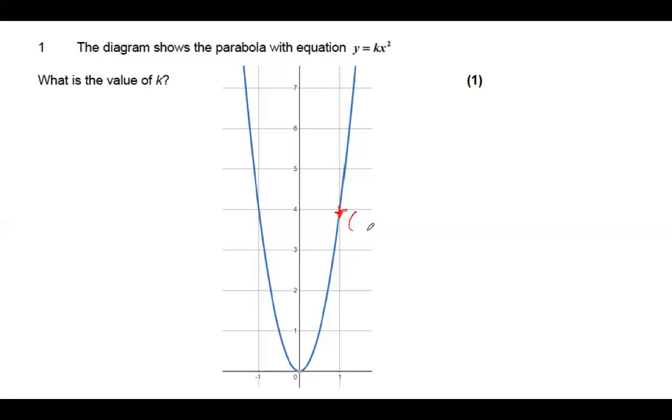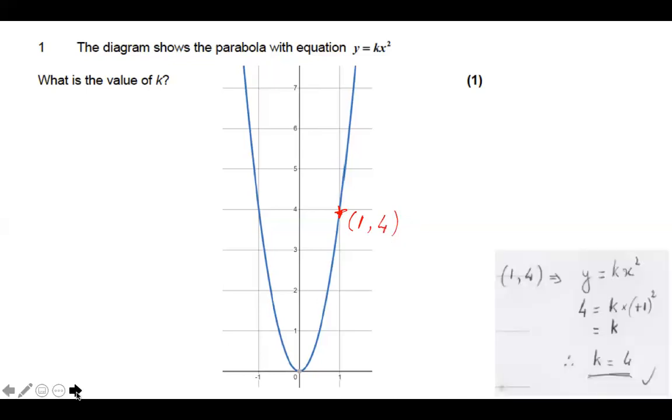I'm going to call it point 1 for x, and it's got a 4 for y. If we pick this point, you just now substitute the value of x equal 1 and y equal 4. So y equal 4, k times 1 square. So 1 square is just 1. I put positive 1, but it's the same thing as 1. So because 1 square is 1, 1k equal 4.